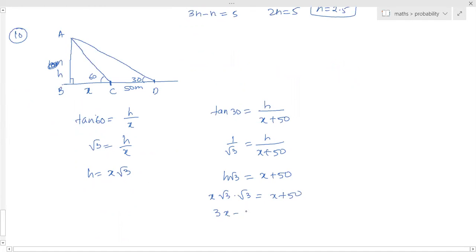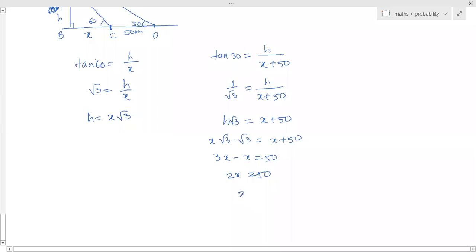This is 3x minus x is equal to 50. 2x is equal to 50. x is equal to 25. And h is equal to x root 3. That is 25 root 3. Substitute the value of root 3.